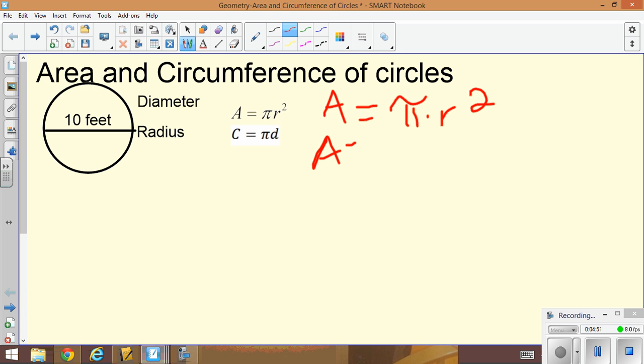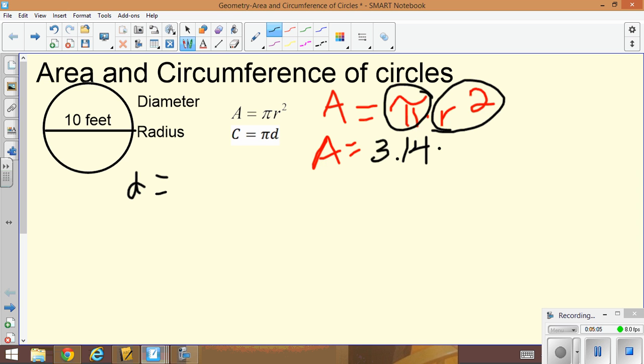So area equals, what I'm going to do is replace pi with 3.14, times, I'm going to take a look at the radius. Well, if I take a look at my circle, I know the diameter equals 10. So my radius, I only want from the center to the edge. That's half. So what's half of 10? 5. So times 5 squared, or 5 times 5.